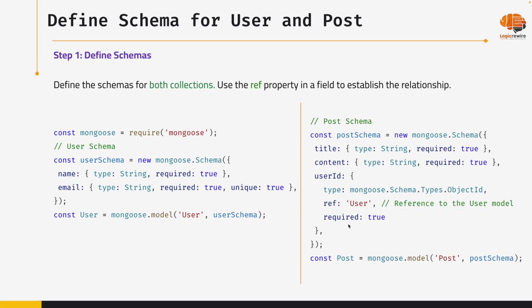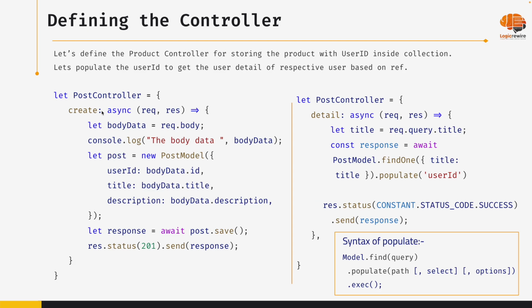Okay, so I'll explain this once I create the data, then I'll explain. Now let's create. In the next part, we are going to create a controller. In the controller, we already have created the user, right? So we are creating the post. In the post, we are getting all the required data from the request body, and then we are creating the post.